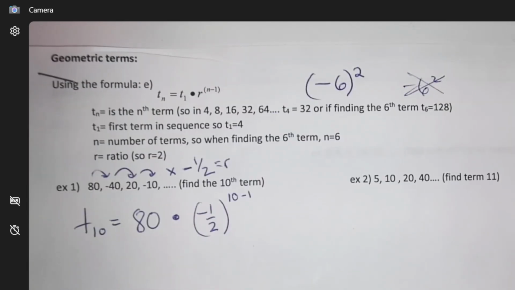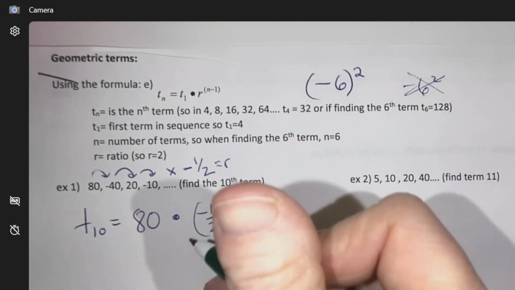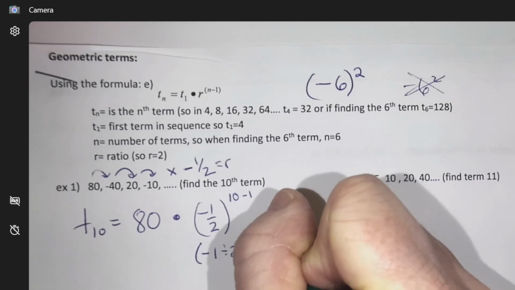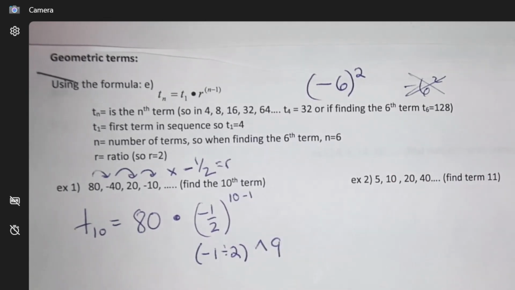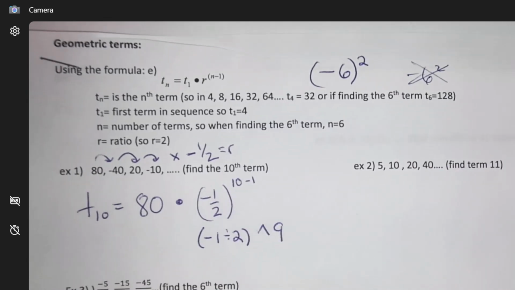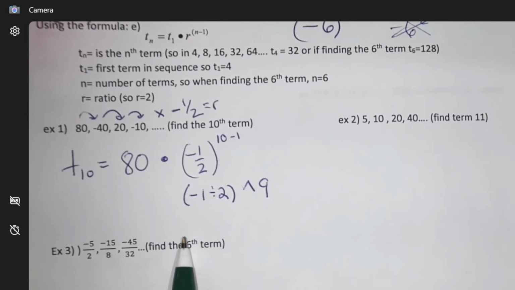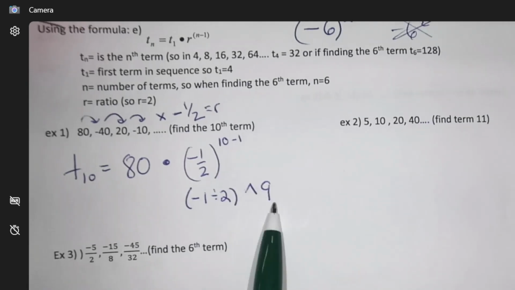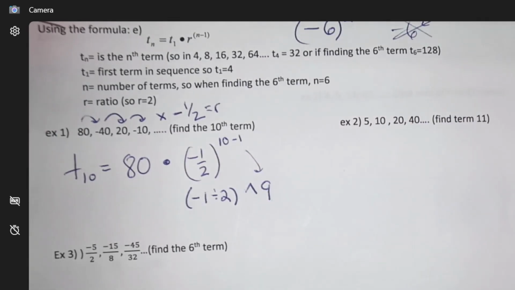Okay, so there's your practice. Type it into brackets. So you're going to go -1 divided by 2 to the 9th. That's how you would be typing that into your calculator, that button. And please don't do 10 minus 1 in your calculator. I want you to do that in your head before you start that, right? You know what I mean? Just put in 9. So this one is a specific typing.